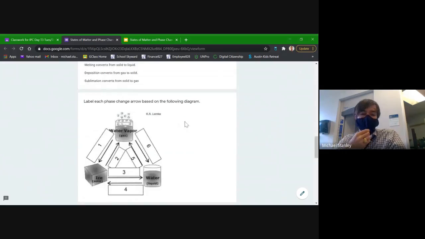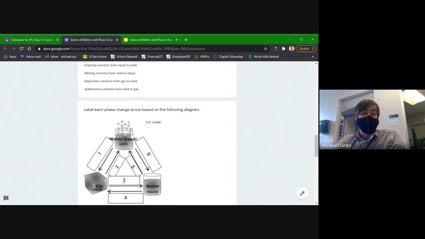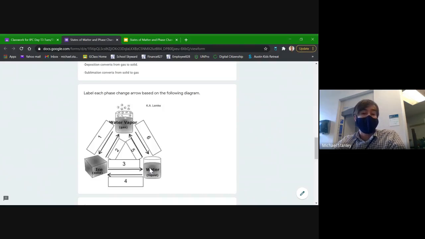We also have a little review of what the different phase changes mean and what the names for them are. And then we have this final triangle image, very similar to the one that we just looked at on the notes, where each one of these arrows has a little label on it. So this is arrow 1, and then this is arrow 2, arrow 3, arrow 4, arrow 5, and arrow 6.